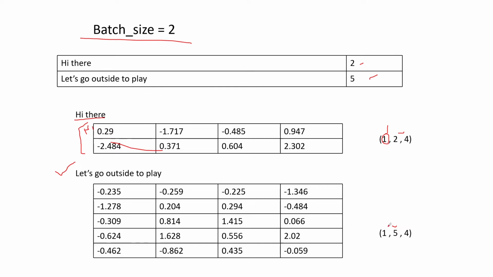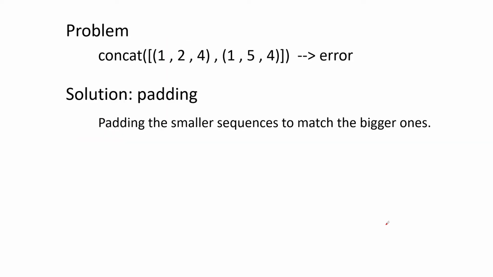And since this is also one example, now I want to state that there is a problem. The problem is you will not be able to concatenate it, because this is 2 and this is 5. This will give you an error. You can try it yourself. So what is the solution to that?